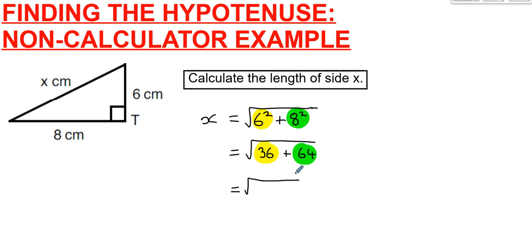So now within the square root symbol, we've only got the addition to do. 36 plus 64 will come to a nice even 100. Then we know what we're square rooting, it's just 100. So what number multiplied by itself would give us 100? That would be 10, because 10 times 10 is 100. Therefore, the square root of 100 is 10. Don't forget the units, 10 centimeters. And that's all we need to do.